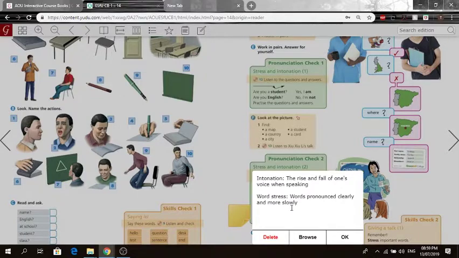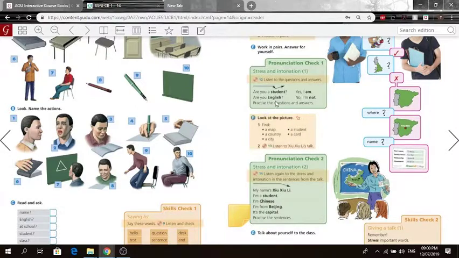Now, word stress. Words pronounced clearly and more slowly. Okay? So, when you stress certain words, based on your intonation and word stress, people can assume that you're either being sarcastic, serious, angry, tired, or sad. Okay? So let's just take a simple example here. So, are you a student? A student? You see how I said that? How the intonation changed and word stress was on student?